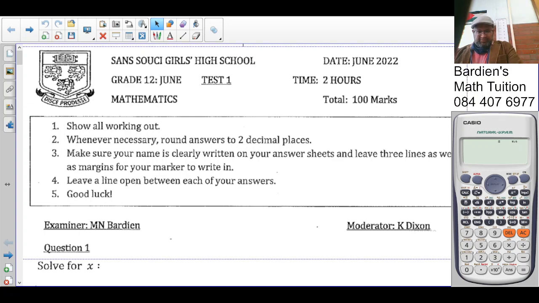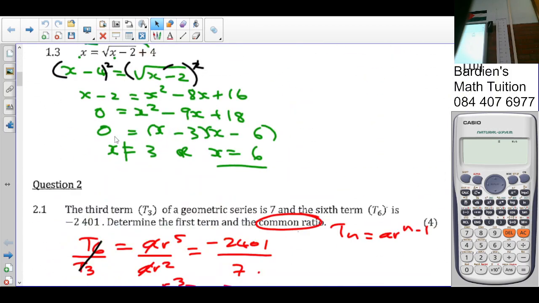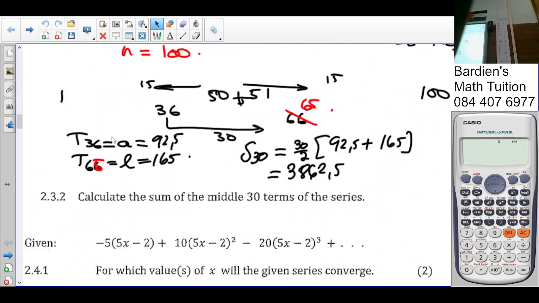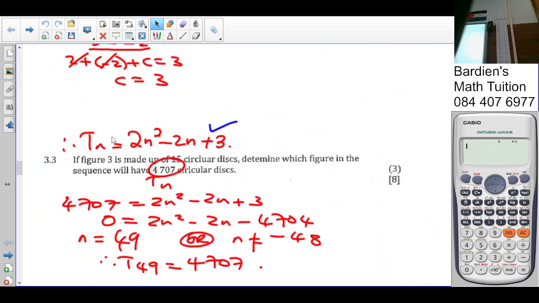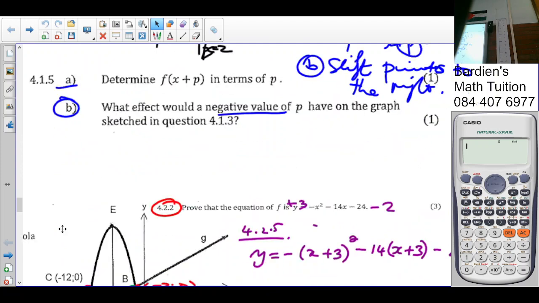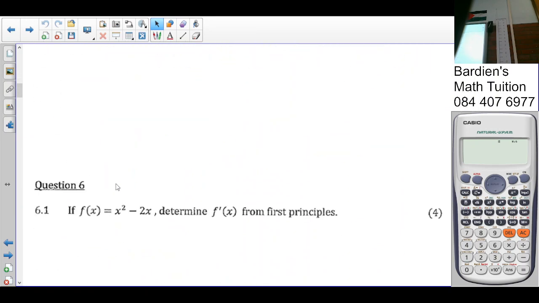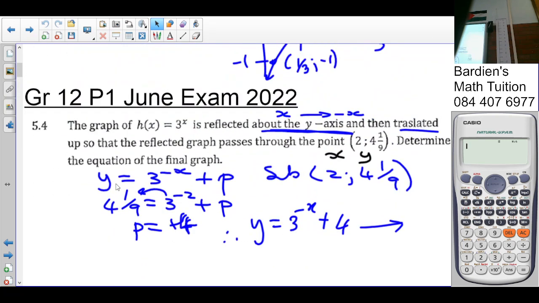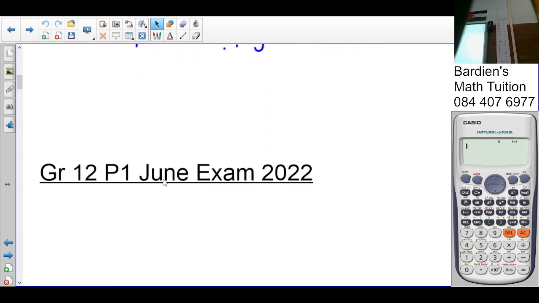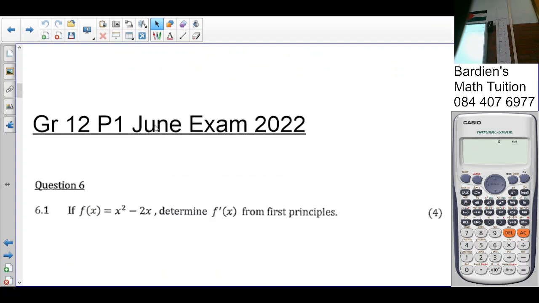So today we're just going to wrap up the grade 12 paper 1. At this point we have answered most of the paper. We've answered up until question 5. All of question 5 we have answered. So now we're looking at question 6.